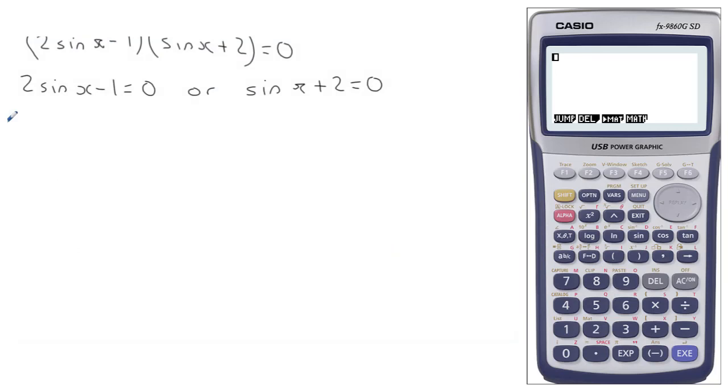Okay, so the first one would mean that sine x equals a half. That's fine, we can deal with that. The second one would mean that sine x equals minus 2. So there's no x such that sine x equals minus 2 because the maximum value of sine x is 1 and the minimum value is minus 1. So there's no solutions from this.